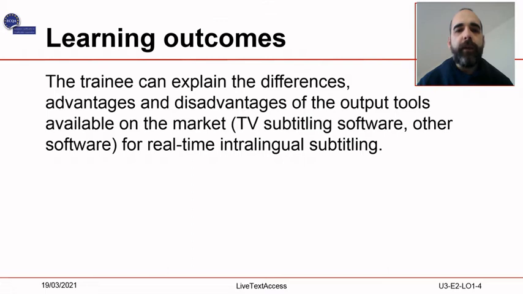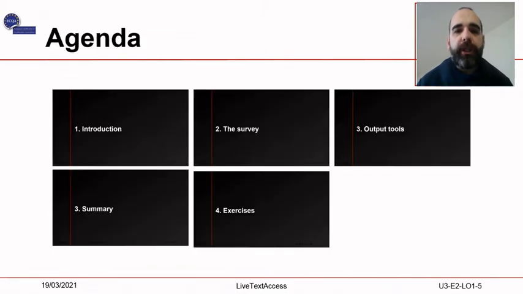The learning outcome of this presentation is that the trainee can explain the differences, advantages, and disadvantages of the output tools available on the market, TV subtitling software, other, for real-time intralingual subtitling. After an introduction on how we gathered the data for this presentation, we will see in detail the survey we carried out to gather the data, and then we will talk about output tools.